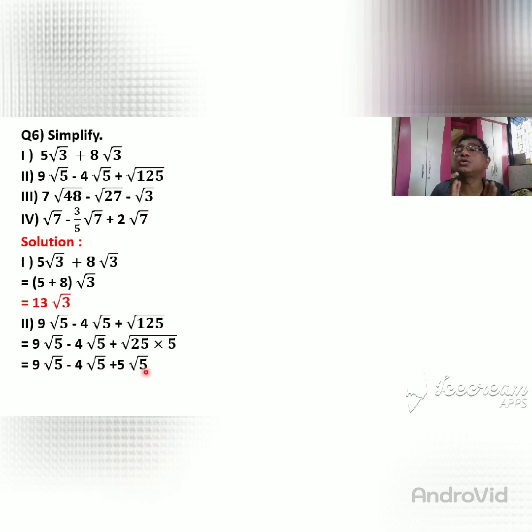So the root number in this problem is the same. So what can we do? We can write root 5 a single time. Then we take the coefficients. Which is the coefficient? 9. Which is the sign? Minus. 9 minus. Which is the other coefficient? 4. 9 minus 4. Which is the other coefficient? 5. 9 minus 4 plus 5. So here is root 5, root 5, root 5. They are the same, so that is taken common and written a single time.